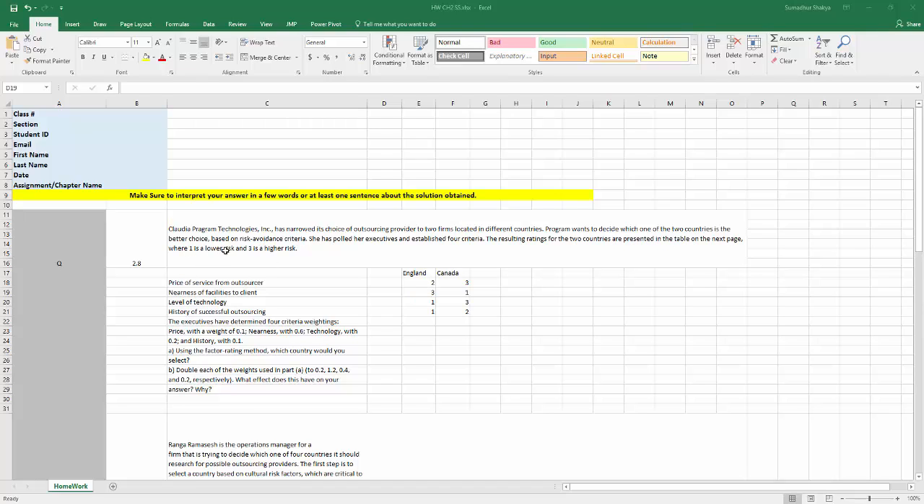So where one is a lower risk and three is a higher risk. In this case, the lower the risk, the better it is. So in terms of risk so far, 1.7 risk factor is much better than 2.3 for England, okay? So you're going to say that Canada is a better choice in this case because it has a lower risk compared to England.